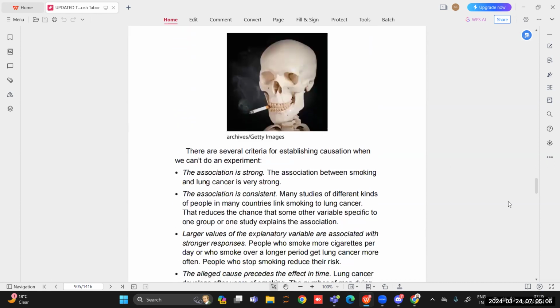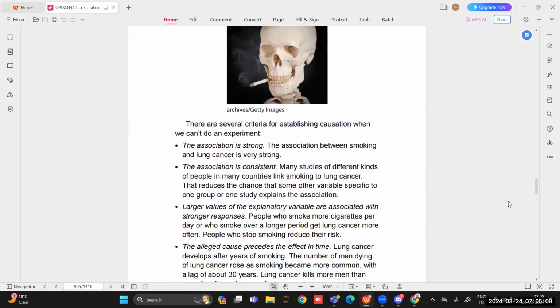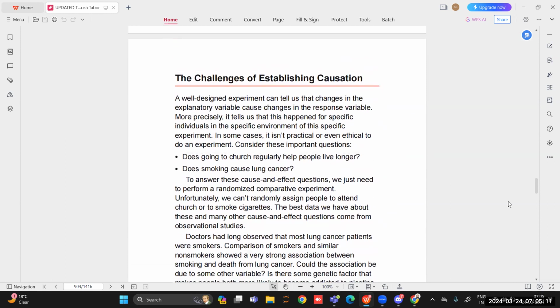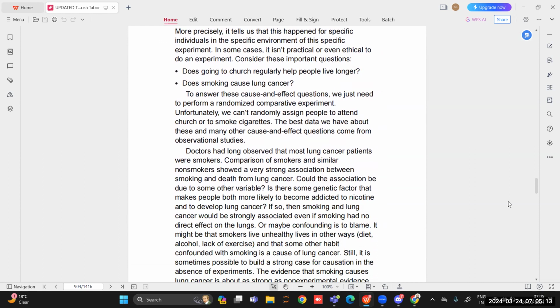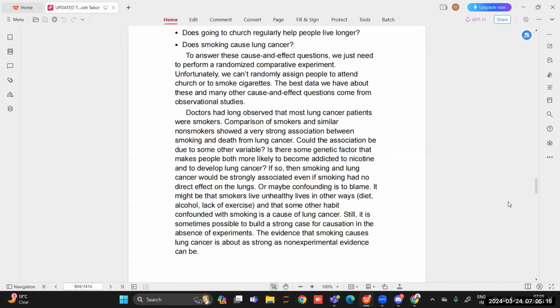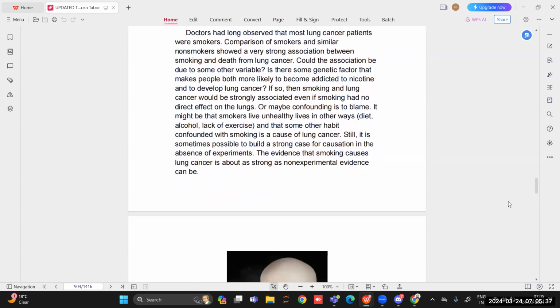So these are several criteria for establishing causation when we can't do experiments. It means what things we can do when we are not in a position to perform an experiment. Doctors have long observed that most lung cancer patients were smokers. Comparison of smokers and similar non-smokers showed a very strong association between smoking and death from lung cancer. Could the association be due to some other variable? Is there some genetic factor that makes people more likely to become addicted to nicotine and to develop lung cancer?